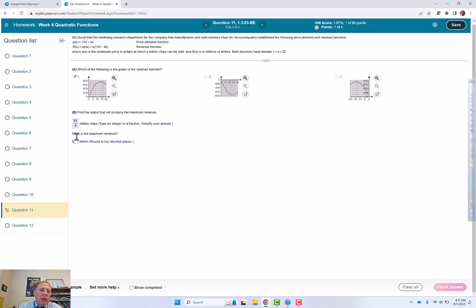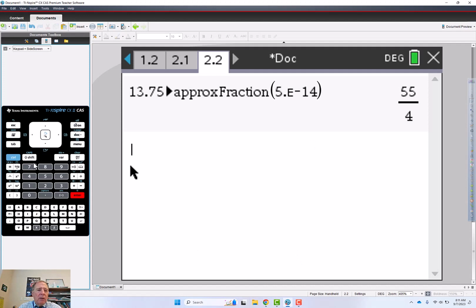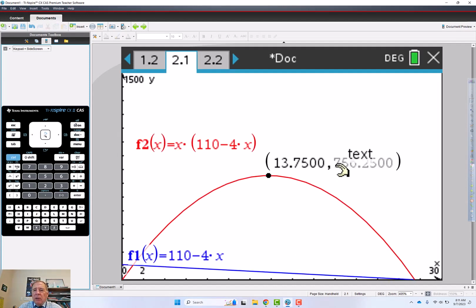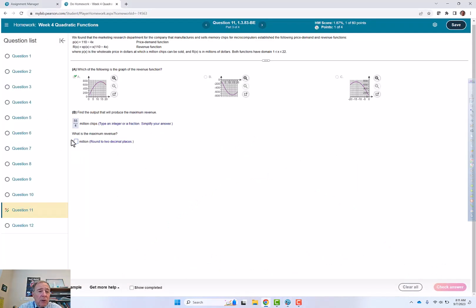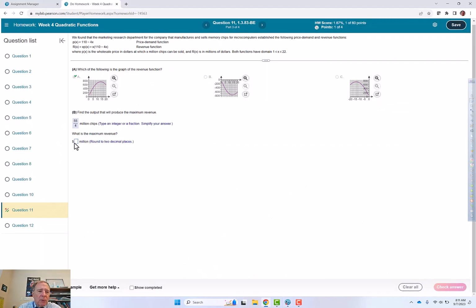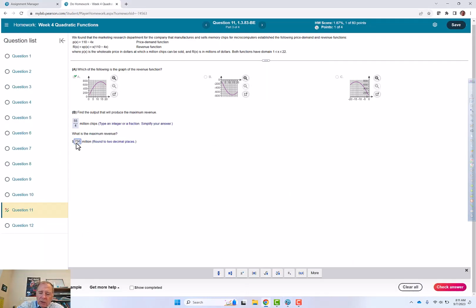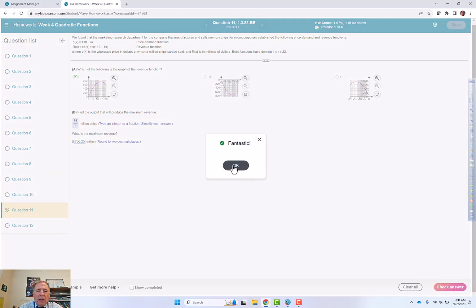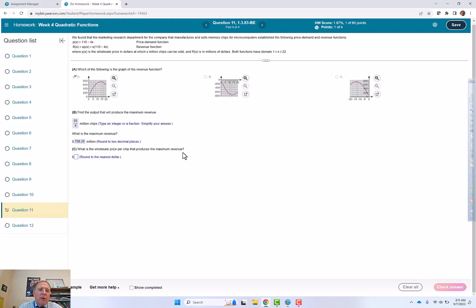What is the maximum revenue? We want the y coordinate at that maximum point. So that's 756.25 million. This time I'm going to make sure I read the round to 2 decimal places. Why is it now round to 2 decimal places? 756.25. Check answer. Fantastic.